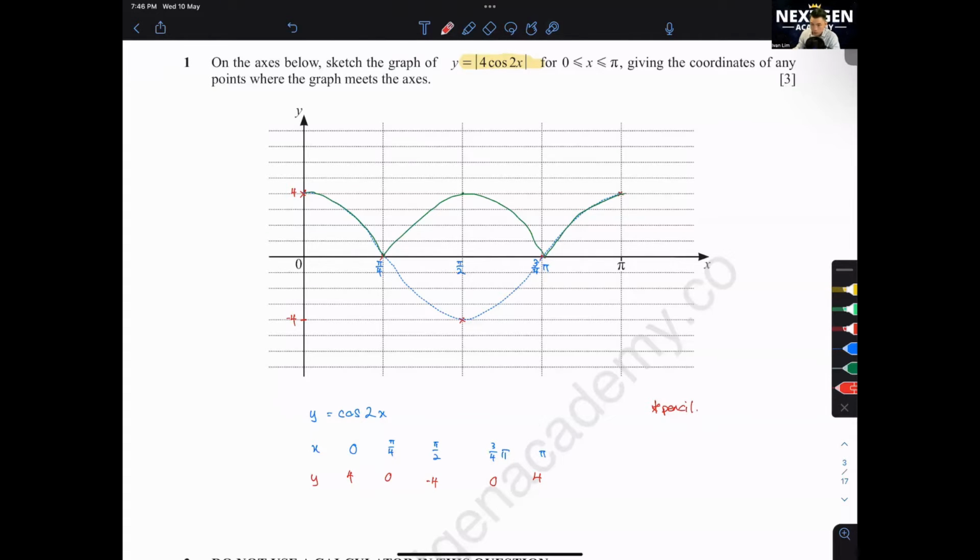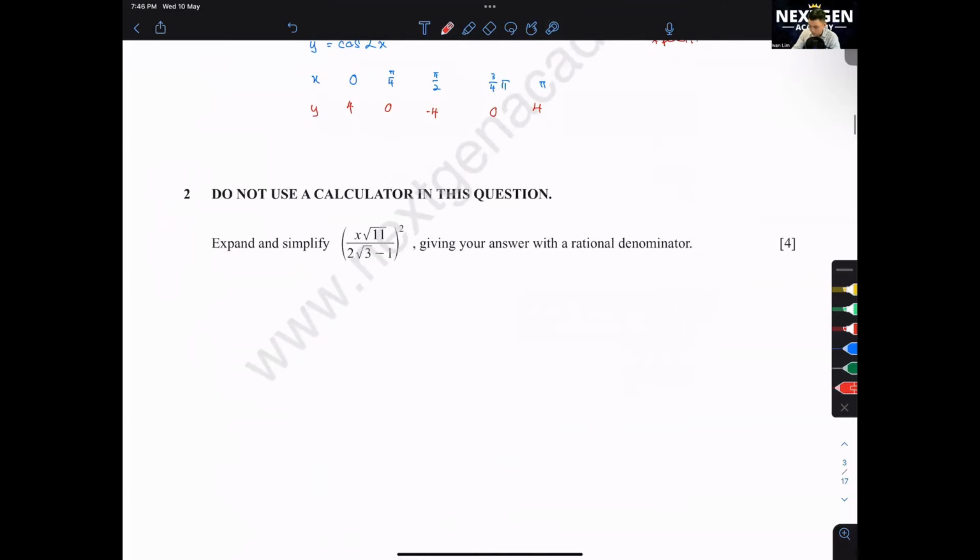All right, number 2. Let's go to number 2. Number 2, do not use a calculator in this question. Expand and simplify this fraction here, giving your answer with a rational denominator. All right, how do we do this? When they say do not use a calculator, actually, whatever you can try to use calculator, you use calculator. What I see here, you can type this into your calculator, you square it. You see whether they give you a certain value or not. So sometimes you can just try and error by using the calculator first.